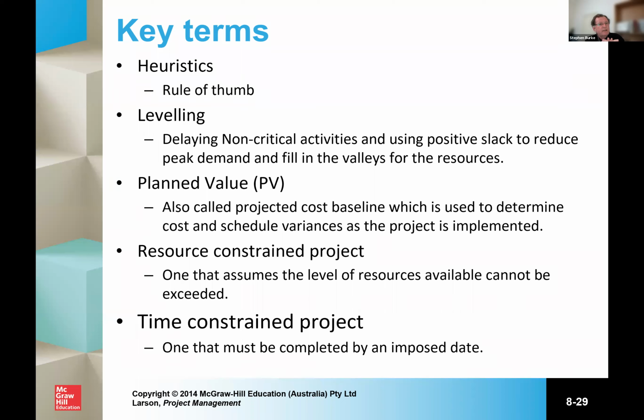We look at the planned value, and we start to look at that in some of the later chapters. How much should have been completed by this point in time? How much has been completed? What is the relationship between the two of them? In a resource-constrained project, you assume that the level of resources is not able to be exceeded. If you've got 20 units available, then you can't use more than 20 units. So it's really important to know when those units need to be used.